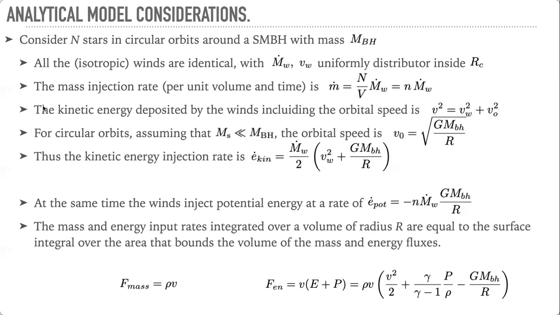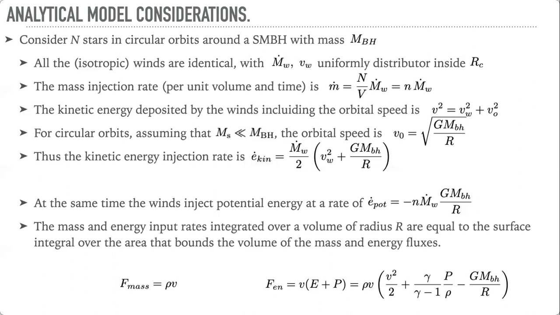Of course, the kinetic energy that is deposited by each of the winds does include an orbital speed. They are added in quadrature, so the velocity squared is v_wind squared plus v_orbital squared, and this is for each of the particles. Now, if we assume circular orbits, and the supermassive black hole's mass is much larger than each of the stars, then the circular orbit of the stars is simply the circular speed formula, the square root of G M_BH divided by R.